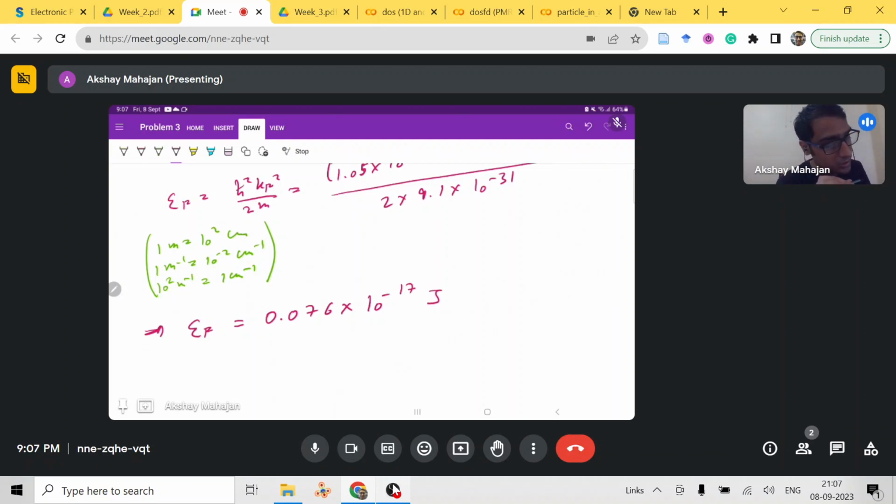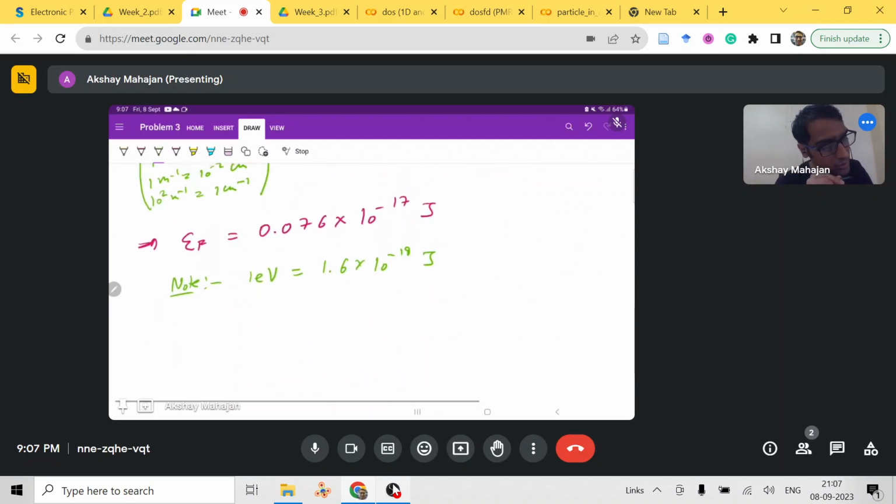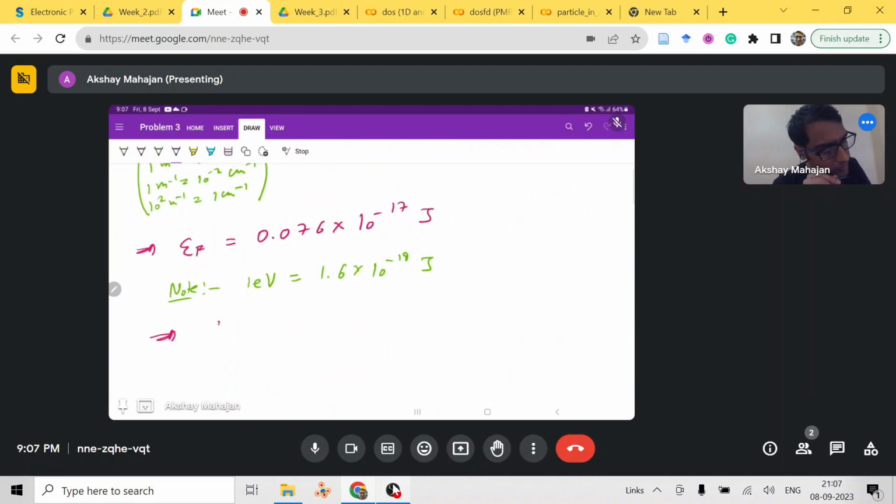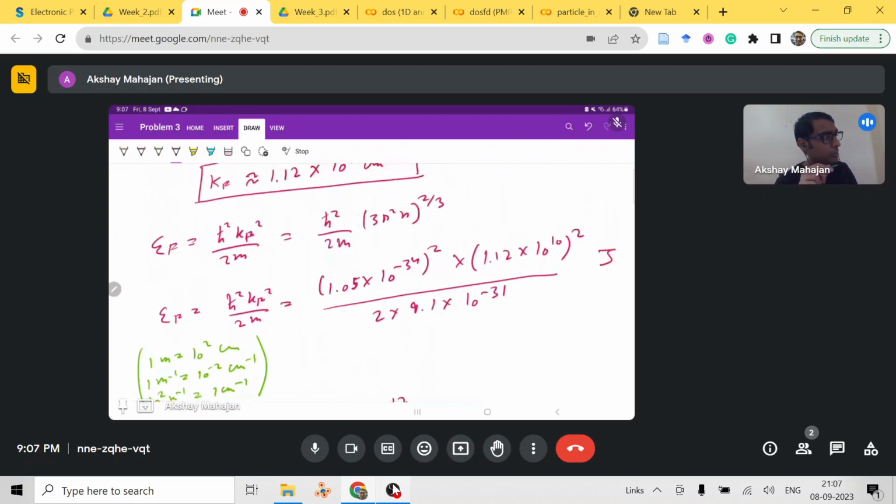Okay, and note that we can leave this answer here, but generally we know that we have this Fermi energy in terms of electron volt. One electron volt is 1.6 into 10 to the minus 19 joule. So I can write my epsilon F. Some of these values are provided in the lecture, so you can match them. So they approximately match because of the approximation that we have taken.